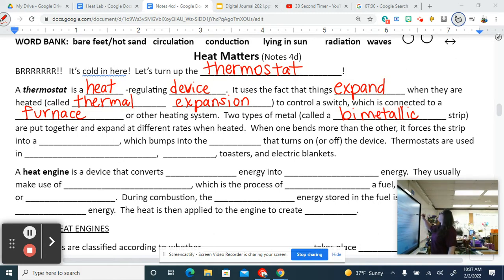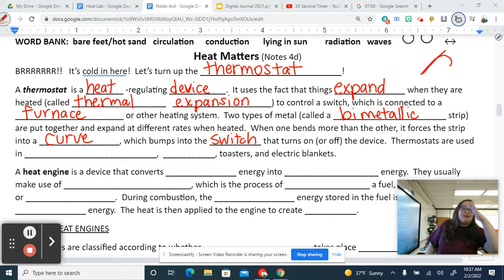So when you have these two pieces of metal side by side, but this one expands or contracts faster, it starts to curl, it starts to bend. And when we get that bend in the metal, it bumps into the switch that turns on or off the device. So like if you have it set to 80 degrees and it gets down to 79, the thing straightens out and bumps and makes the heat come on.